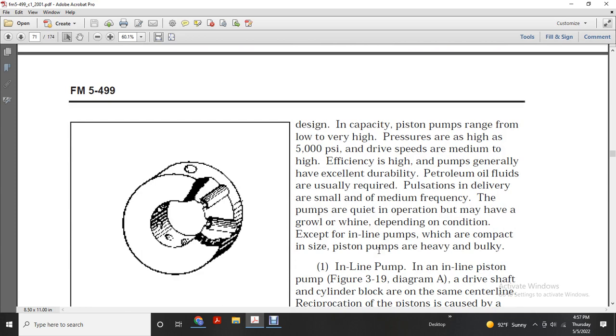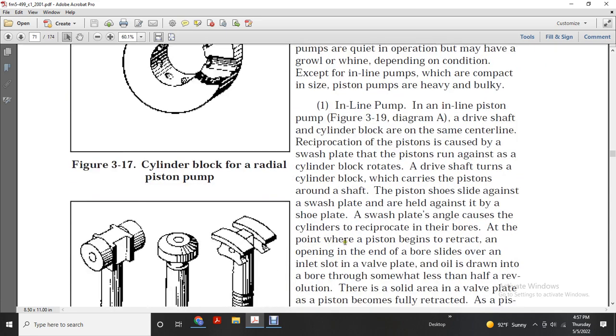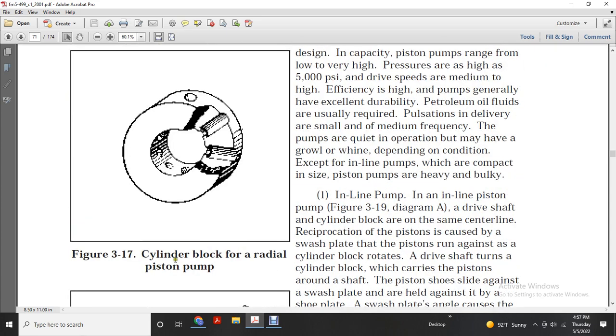Petroleum oil fluids require pulsation delivery, all small with the medium frequency of the pumps. Quiet operation may have growling or whining depending on the condition, except for the inline pump, which is compact inside, with the size of the pump heavy and bulky. Figure 317 shows the cylinder block with the radial piston pump and the inline pump position.